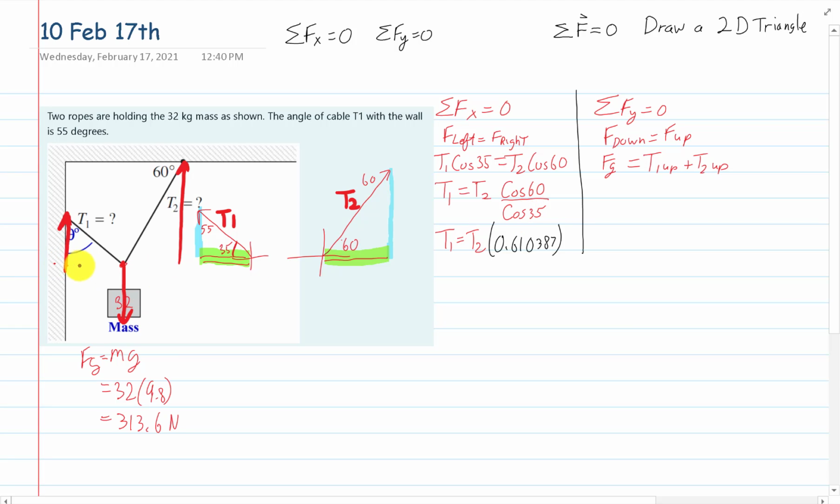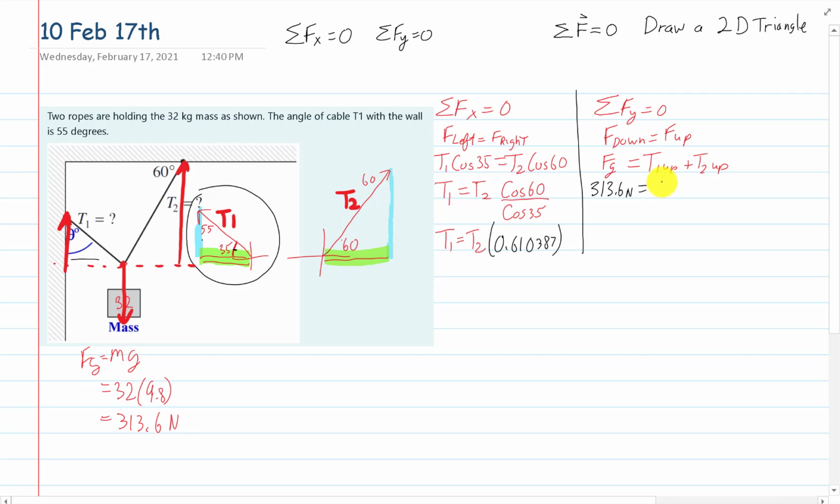Okay, that's all acting on that knot. Okay, so this is 313.6 newtons is equal to T1 up. T1 up is, there's my little diagram of it, and that's going to be the sine of 35 times T1.